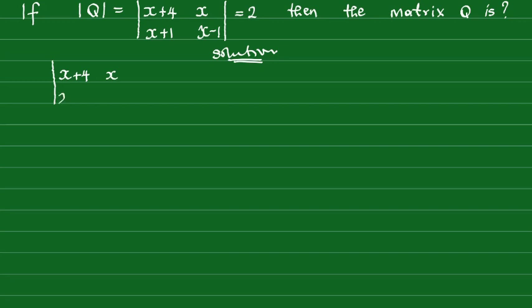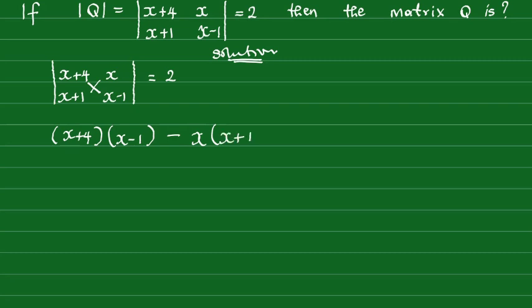x plus 1, then we'll have x minus 1, is equal to 2. Next, we cross multiply. So we're going to have brackets open, x plus 4, bracket close, times brackets open, x minus 1, bracket close, minus x, bracket open, x plus 1, bracket close, is equal to 2.